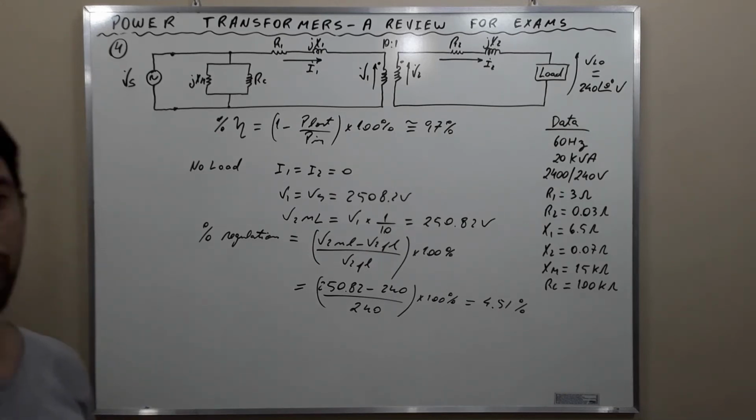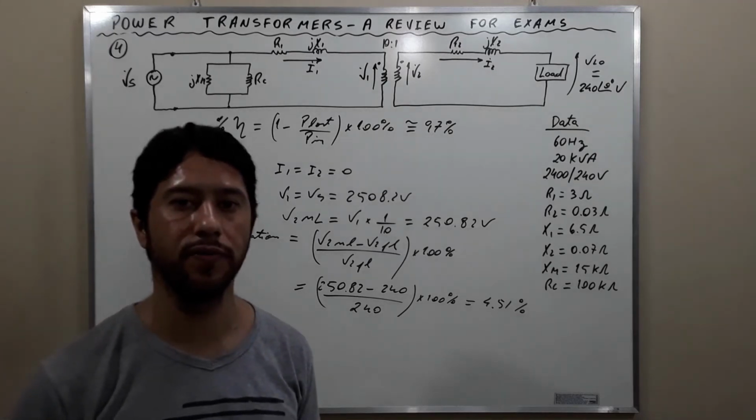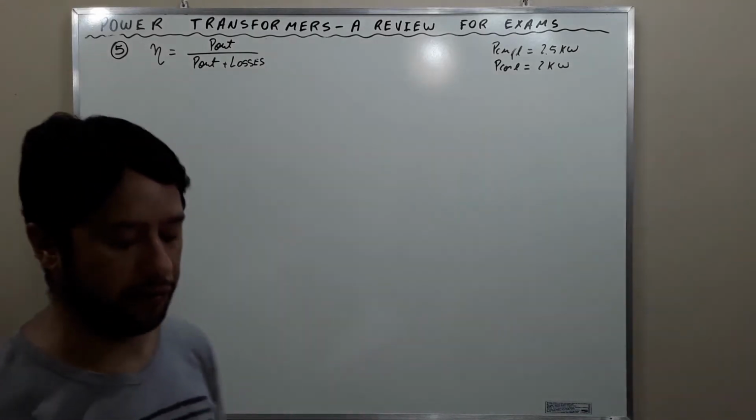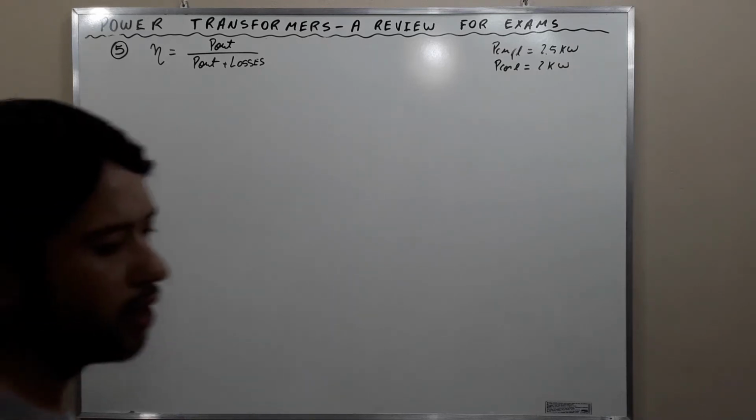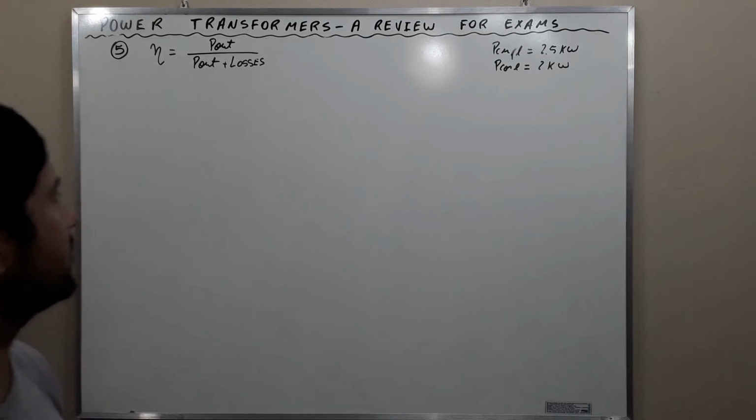Let's continue and go to exercise 5. Exercise number 5 now. A 300 kVA, 2-winding power transformer has iron losses of 2 kilowatts and a copper loss at the nominal output current of 2.5 kilowatts. With this data, find the load level at which the efficiency is at a maximum. Okay, my friends, this is the exercise.